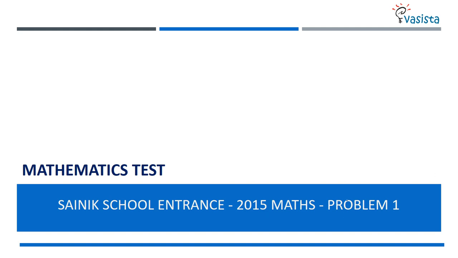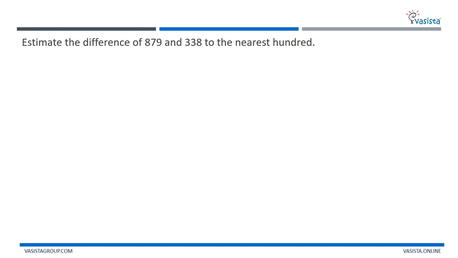This is problem 1 which was asked in 2015 mathematics. Let us check this out. Estimate the difference of 879 and 338 to the nearest 100. So we have to estimate the difference, 879 minus 338. Then whatever answer we get, we are supposed to estimate to the nearest 100. Correct? Let us go with this.